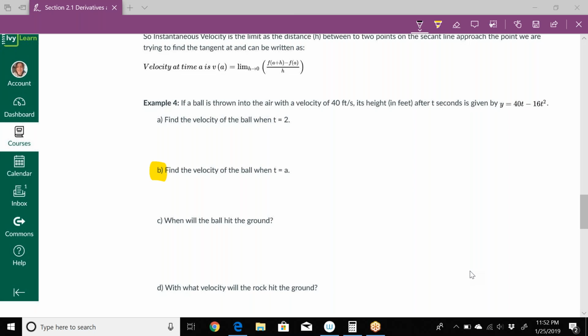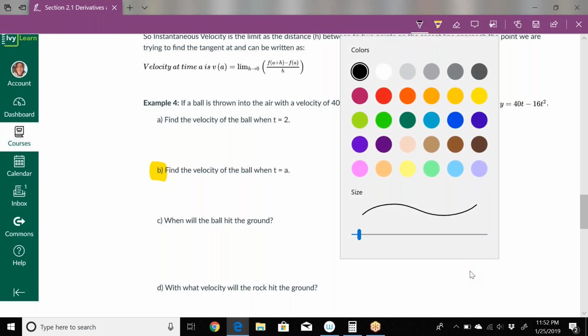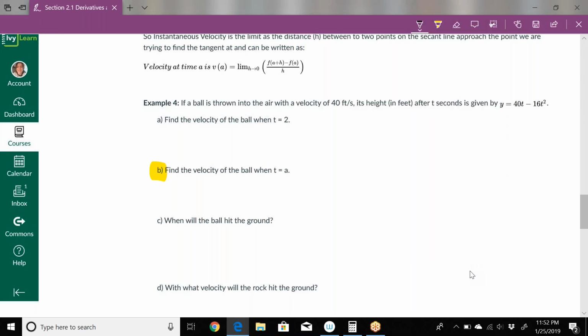All right, this is Math 211, section 2.1. We had a few extra examples that I wanted to do in the video. So we're looking at this example 4. We did every part together except for B. I just kind of gave you the formula since we were short on time. So I want to show you the work that goes behind finding the velocity of the ball when t equals a instead of a specific number. This is standing in general for an arbitrary variable.